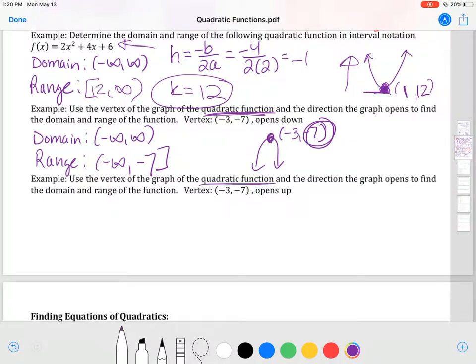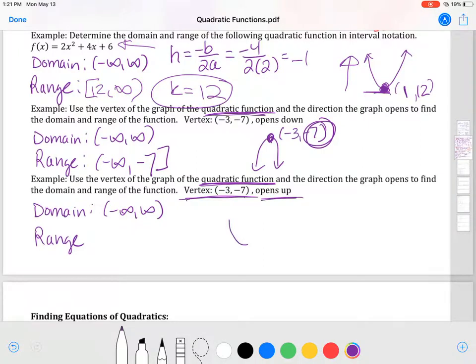Last example, this is telling me it's a quadratic function, and the vertex is negative 3, negative 7. But this time it opens up. So it's very similar to the problem above, but it's going to open up this time. Since it's a quadratic function, without even thinking about it, I know my domain is going to be all real numbers.